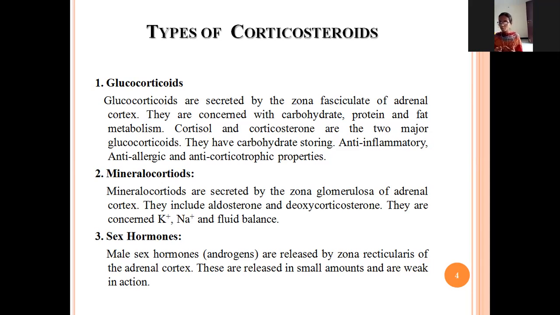Next, sex hormones. Male sex hormones are released by the zona reticularis of the adrenal cortex. These are released in small amounts and are weak in action. So these are the three types of corticosteroids.